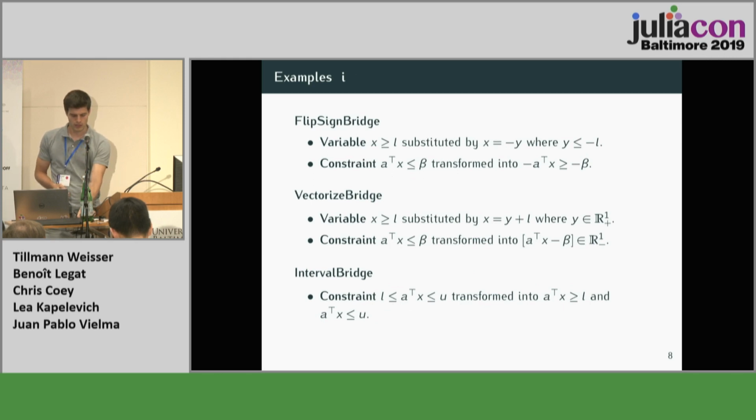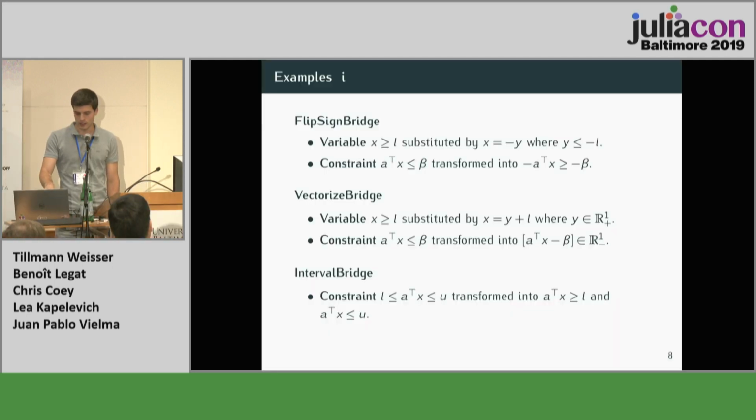Here are a few examples of bridges. I took the simplest ones. A simple example is the flip sign bridge. So basically, if the user says, I want to create a variable larger than a lower bound, and the solver only supports creating variables smaller than a bound, instead of creating the variable x, you create a different variable y in the solver, and then the variable created by the user would simply be minus y. And so every time the user uses x, you need to replace it by minus y for the solver.